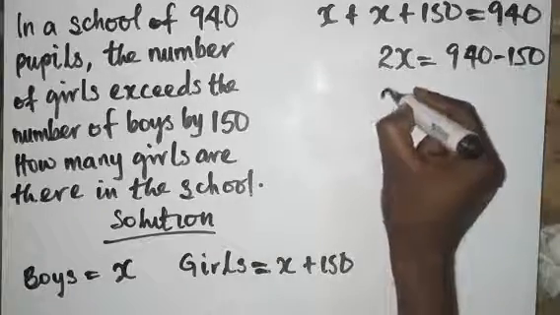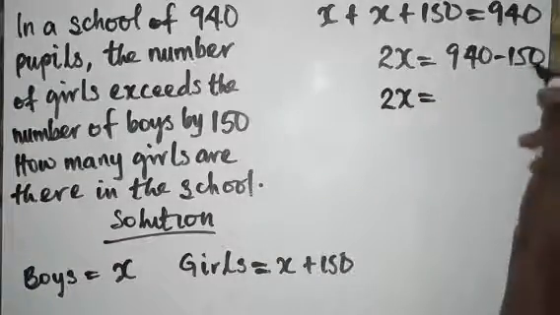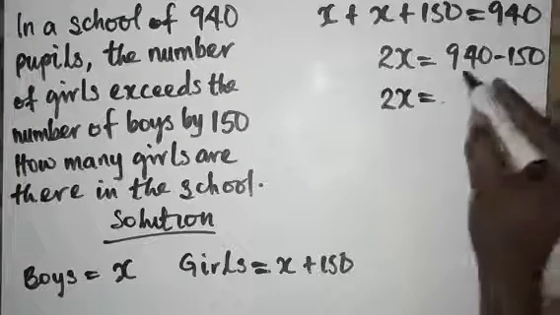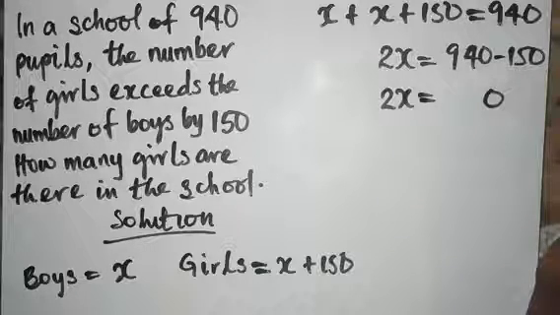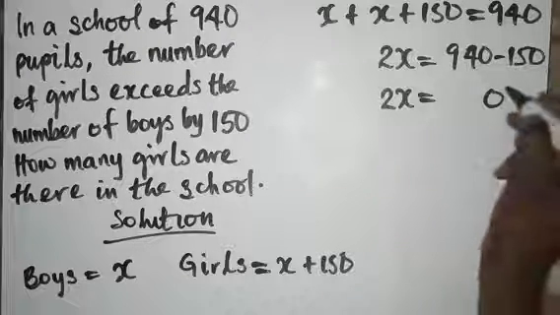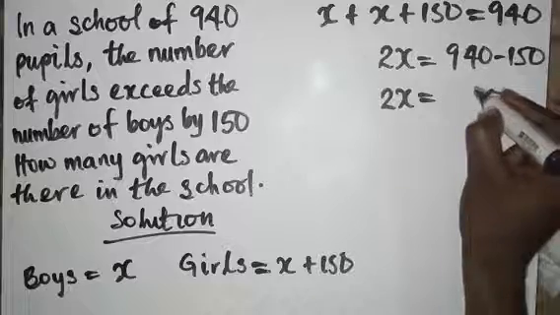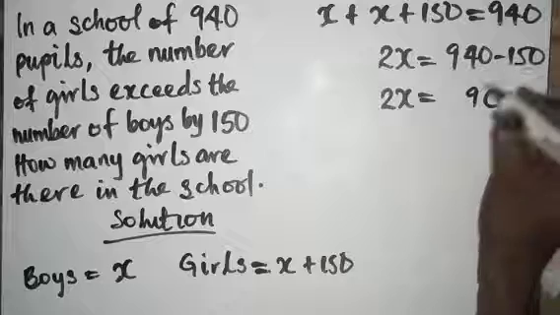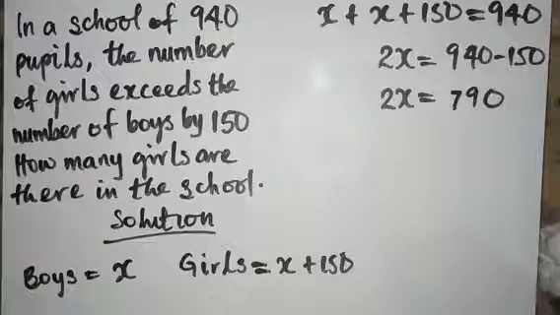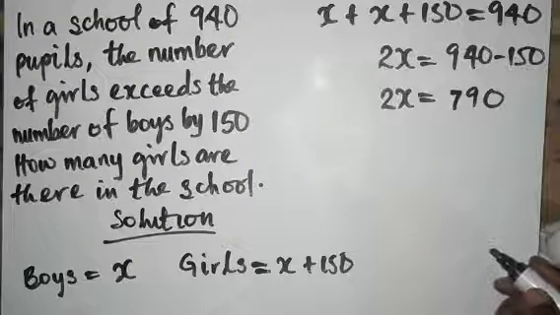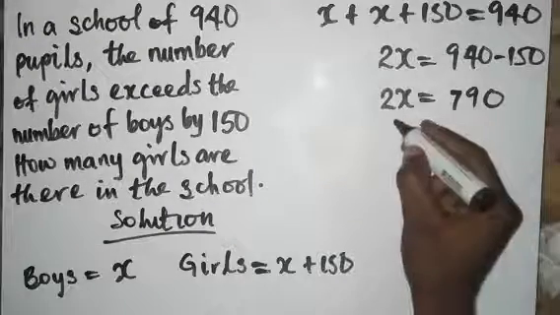So we got 2X here equals to: 0 from 0 gives me 0. 5 from 4 is impossible, so I borrow 1, making it 14. 5 from 14, what will I be left with? It will be left with 9. This one is left with 8, so I take 1 from it. It will be left with 7. So it means that 790 is 2 times X.